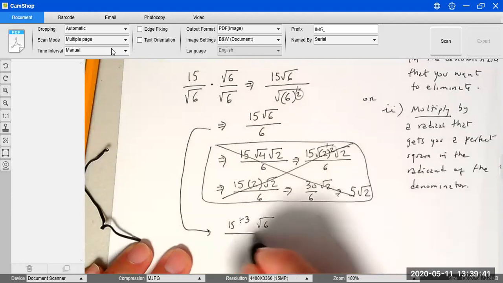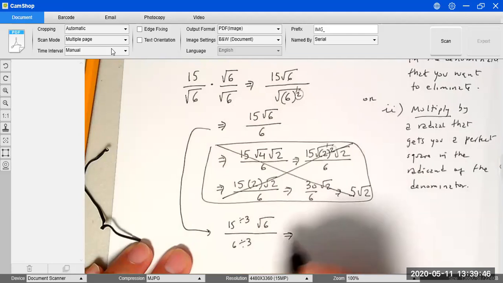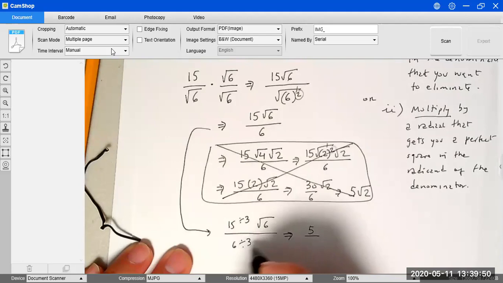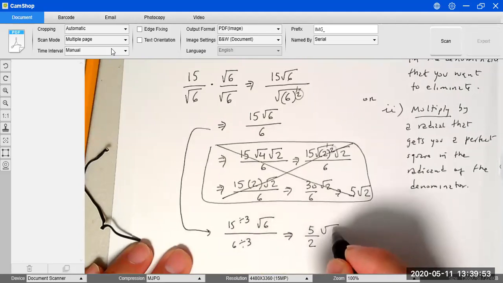And we're going to leave square root of 6. And we're going to divide 6 by 3. So we're going to get 15 divided by 3, we're going to get 5. 6 divided by 3, you're going to get 2. And we get the square root of 6.